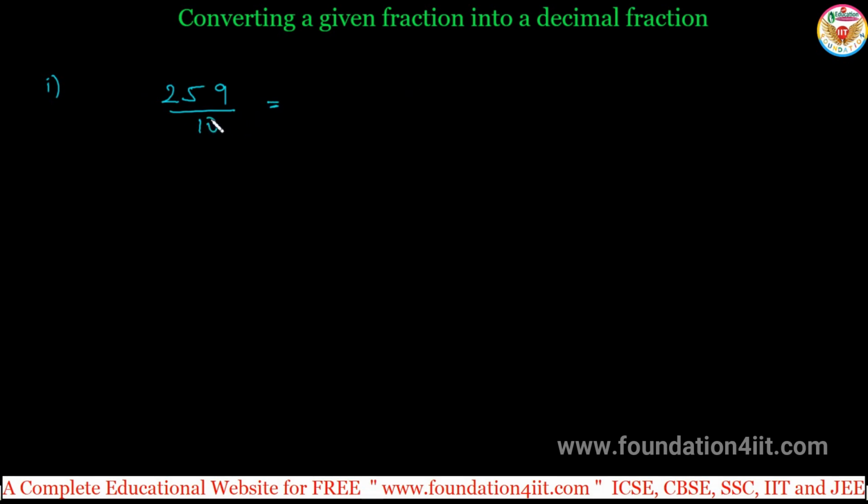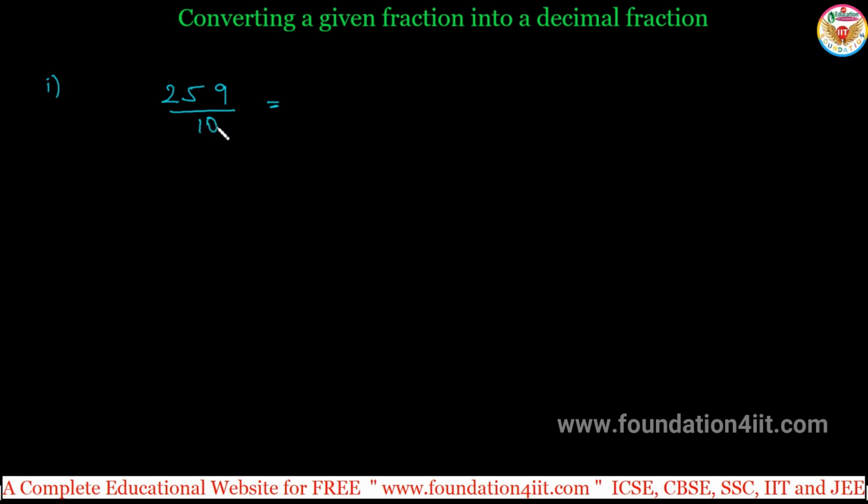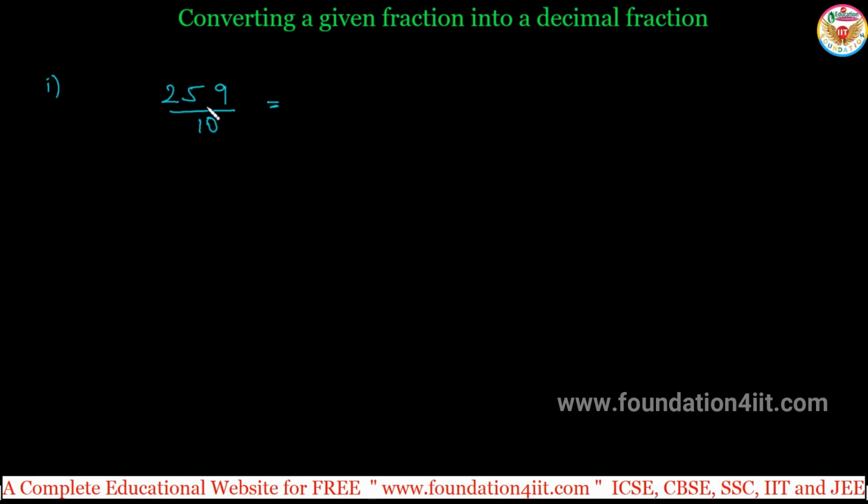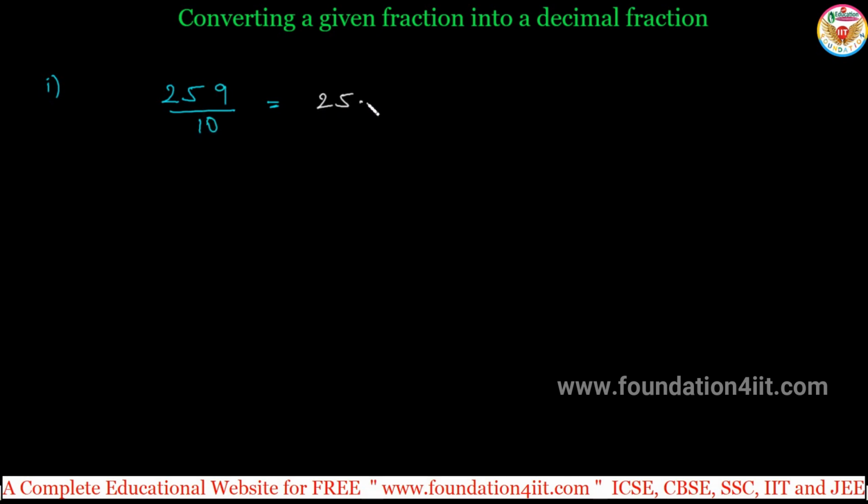In this case, this is the fraction to convert into a decimal number: 259 by 10. There is only one zero. Counting from the extreme right to left, mark the decimal point after as many digits of the numerator as there are zeros in the denominator. So for 10, from the right side, 25.9. 259 by 10 is 25.9.